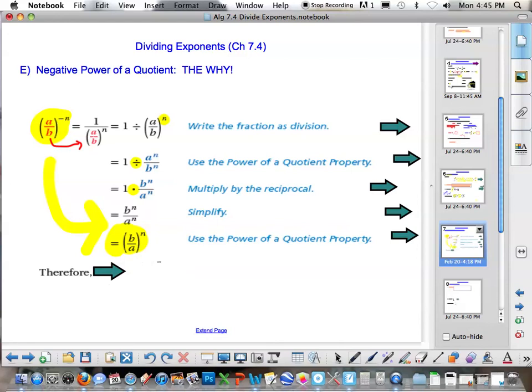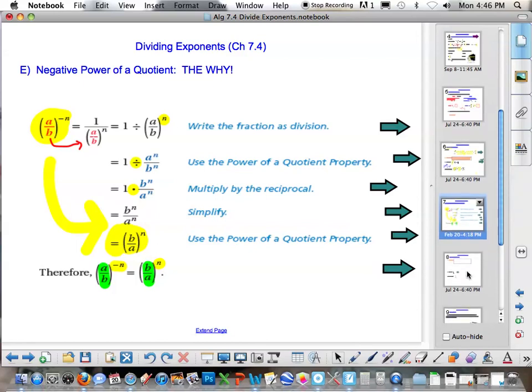So this is important. When I have a fraction to a negative exponent, what can I do? All I really have to do is flip my fraction. A over b becomes b over a. And also, my negative n will change to positive n. Okay, so that's your formula. We'll write it in a nicer way in our next slide. Feel free to pause and go back if you need to review this. But our next slide, our last slide, we'll summarize this into a little formula for us.